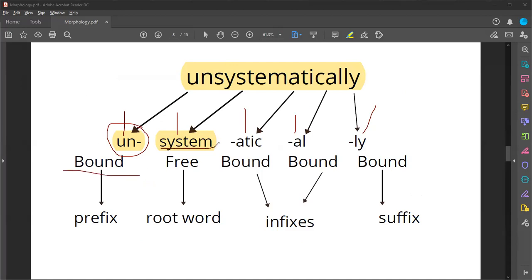And the system, we can really understand a system. And this is a very basic word. When we talk about system, maybe it is a pattern or a rule or a set of views. So since this is a system, this is a free morpheme. Atic, do we have a meaning of atic? Yes, we have, but can it stand alone? No. So this is bound. The al will be bound and the ly will be bound. So we have one free and four bound morphemes.